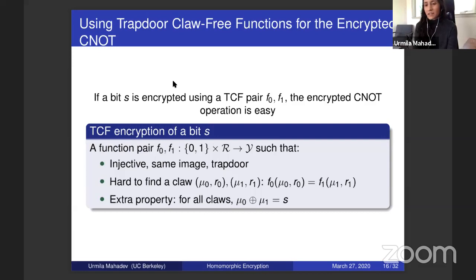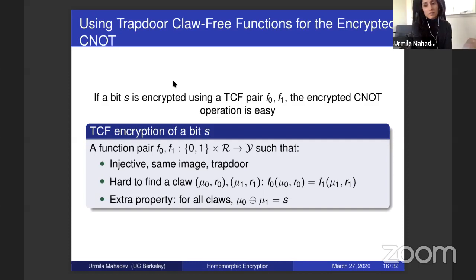Got it. But Urmila, doesn't the semantic security follow from these properties? Because if I can recover S somehow, then I can find a claw by getting some arbitrary mu0 and then setting mu1 to be mu0 XOR S. And then I found a claw and broke the claw-freeness, right? You didn't find a claw because you didn't find R0 and R1. Sorry, right. You need to also find the R's. So that's why it's not obvious.